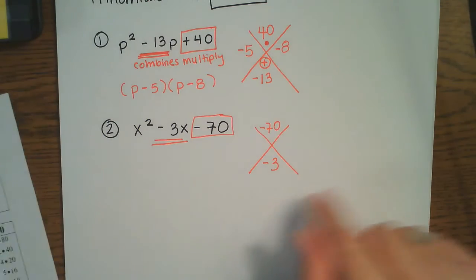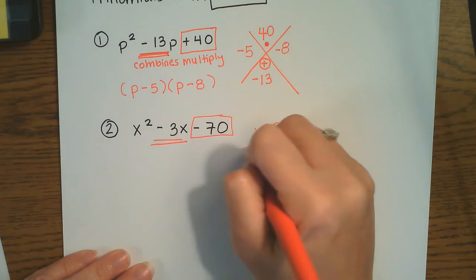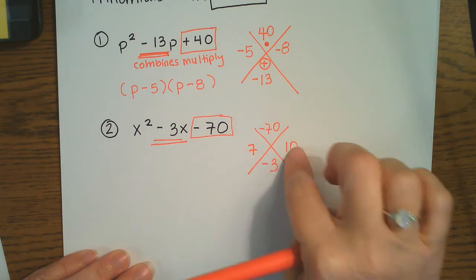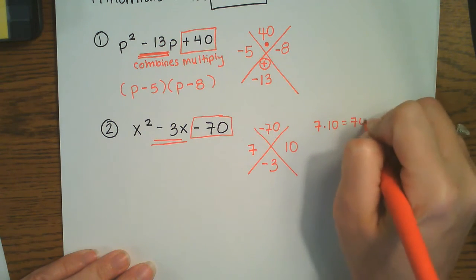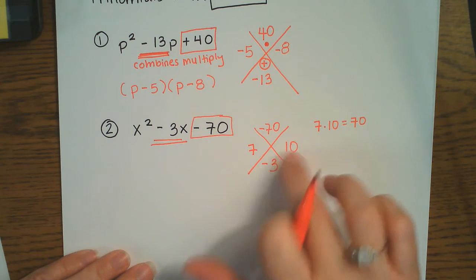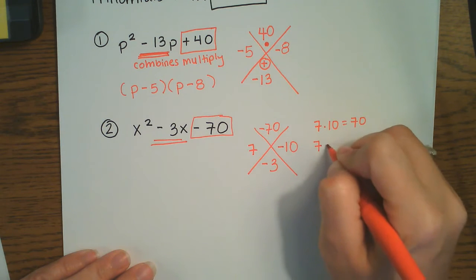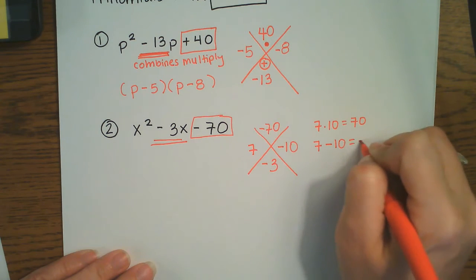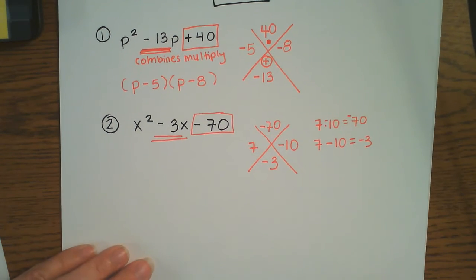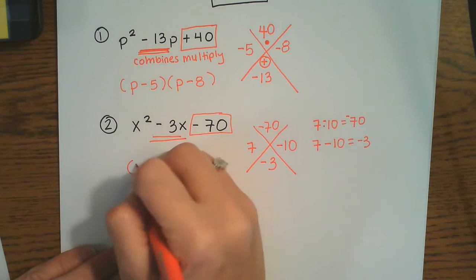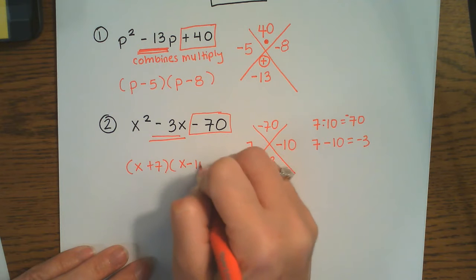Let's see what kind of 3 we have. We have a negative 3. So 7 times 10 is 70. But to make this negative 3, we're going to put a negative sign on the 10, so that 7 minus 10 is that negative 3 we're looking for. So I'm going to put the negative here as well, make that negative 70. x plus 7, x minus 10.